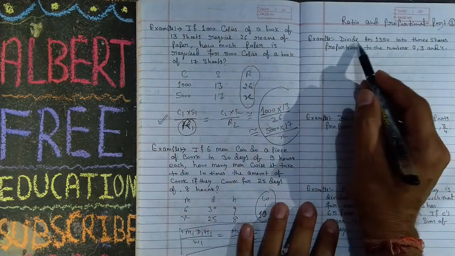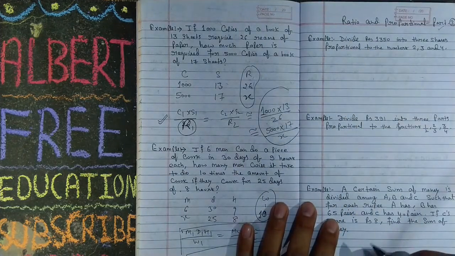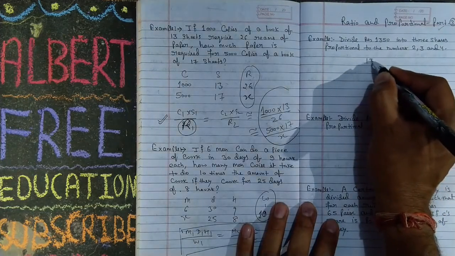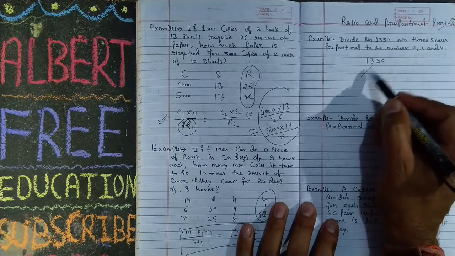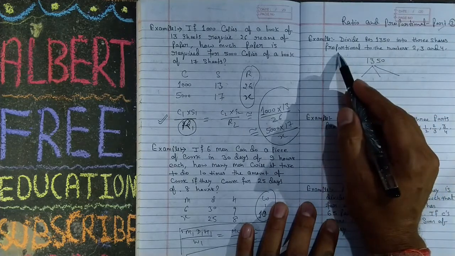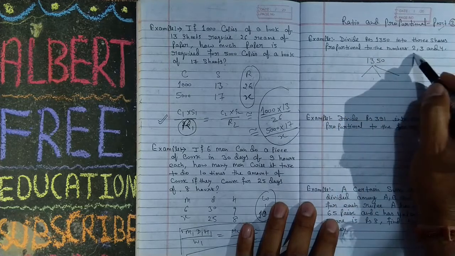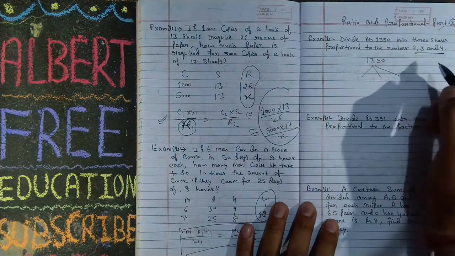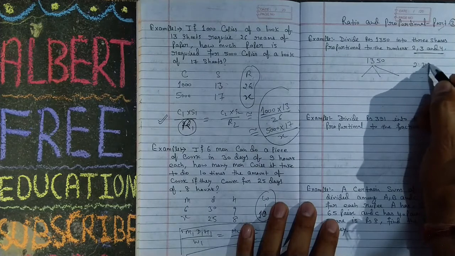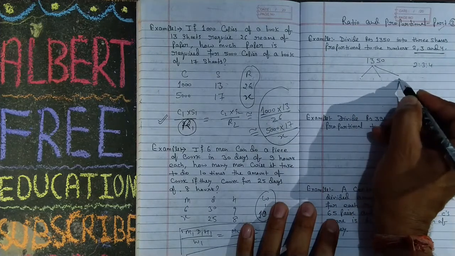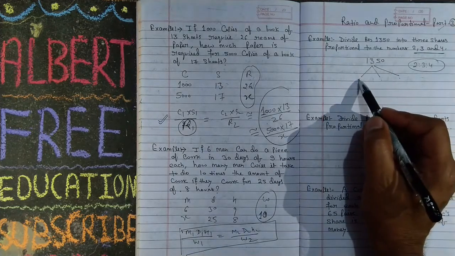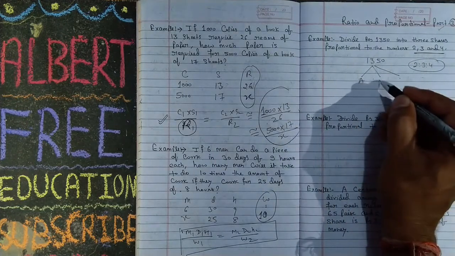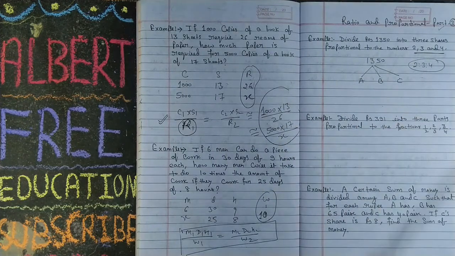He is asking to divide 1350. You have some money, 1350, and you have to divide it into 3 shares, 1, 2, 3, and your proportion is 2:3:4. You have to find the share of A, the share of B, and the share of C.